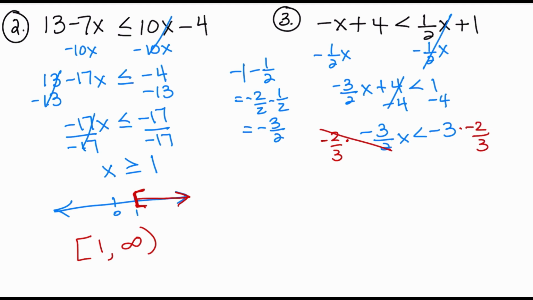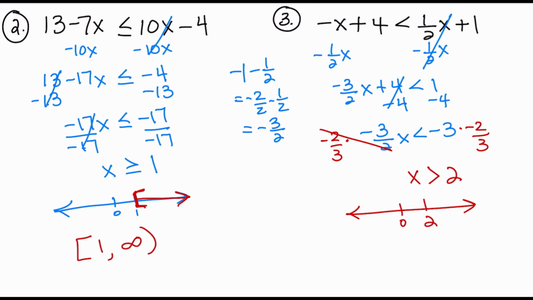On the left, this cancels. Because you multiply by a negative number, you are going to have to switch the inequality. Negative 3 times negative 2 is positive 6. 6 divided by 3 is 2. So if I have to graph this, I want all of the numbers that are greater than 2.